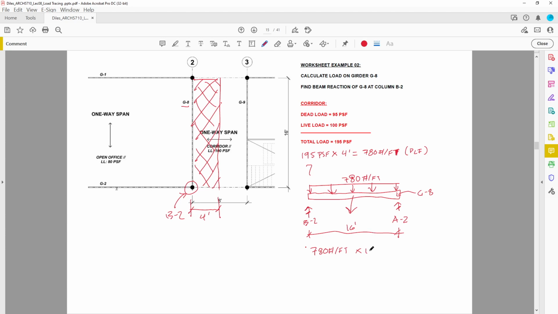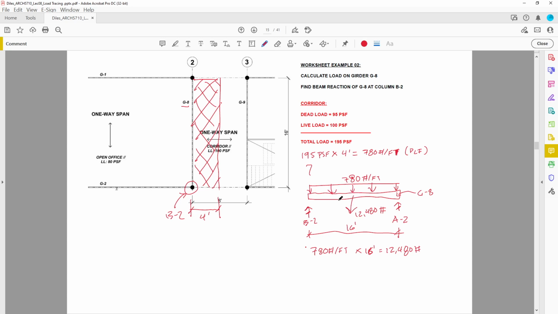times 16 feet. It's a 16. Gives us a total load of 12,480 pounds. All right, so this is our continuous load visualized as a point load here, 12,480 pounds.